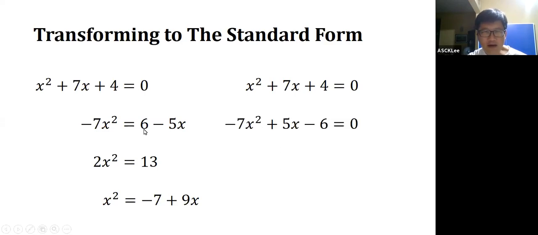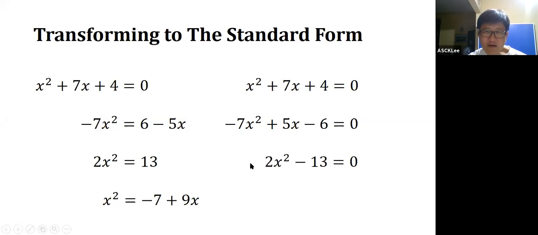Now, this one, on the other hand, to transform it into the standard form, we need to bring this 6 over. When we bring this 6 over, we get a minus 6. We need to bring this minus 5 over also, and when we bring it over, we get a plus 5. We see that the x squared comes first, followed by the x term, followed by the constant, equals 0. Now this is the standard form. We have arrived at the standard form.